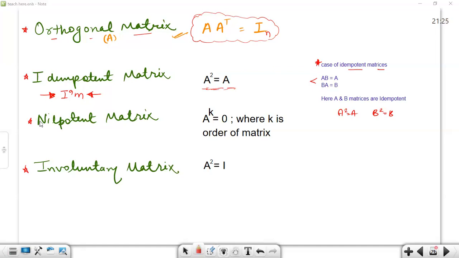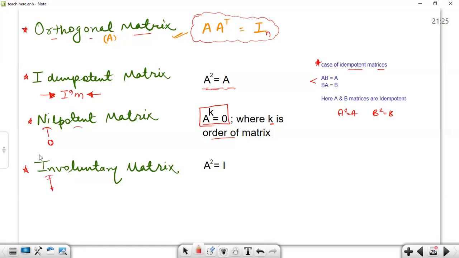Great. Let's now talk about nilpotent. Here the name is itself saying nil means zero. When you raise a matrix to a power K and the matrix becomes zero, then the matrix will be called a nilpotent matrix. Where remember K is the order of the matrix, and all these matrix conditions will only be satisfied if they are square matrices.